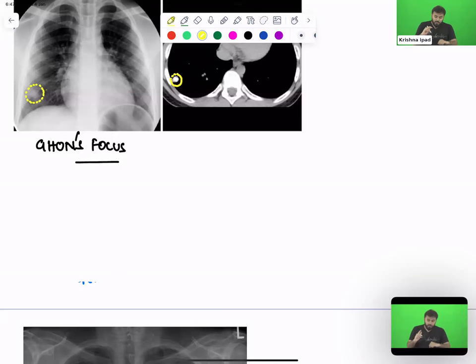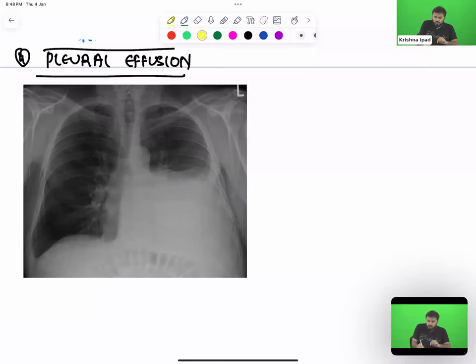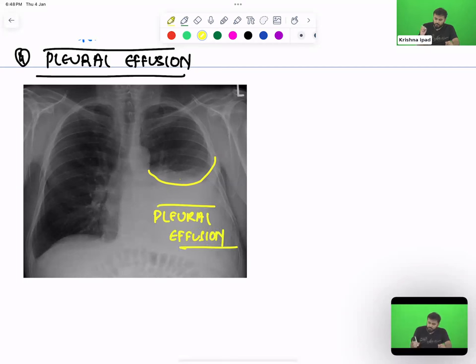Clear, everyone? Now, the last and the fourth important thing which you would see is pleural effusion. Guys, very easy. Whenever you come across an X-ray of pleural effusion, always see there will be a curve. You see, there is a curve like this. Very fine curve, very smooth curve. Whenever you see a smooth curve like this, it means there is a pleural effusion. There is a lot of fluid here.